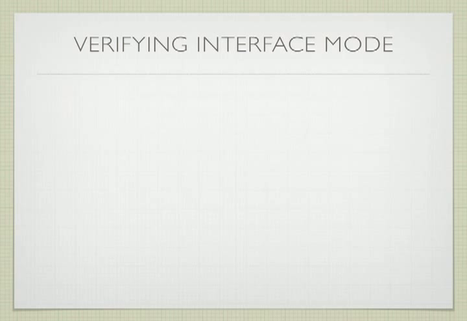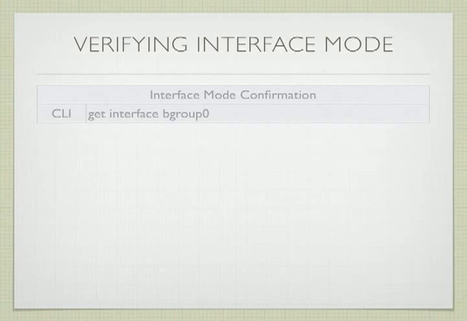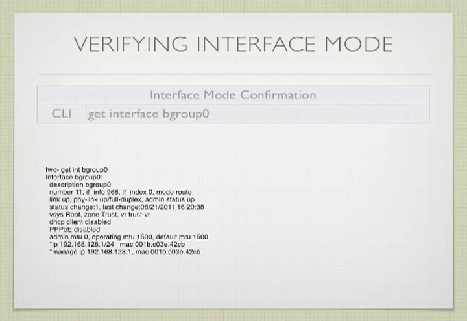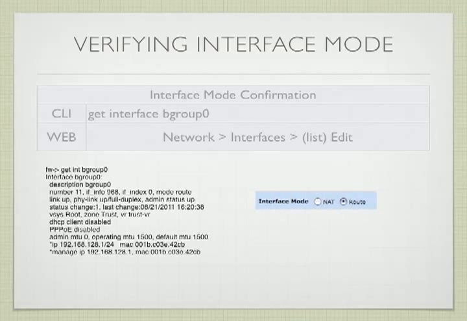In order to see what the current configuration is, you will get the interface that you want to see: get interface bgroup0, and then that will list the mode as either NAT or route. You can see the mode route here in this return. And on the web, under Network, Interfaces, it gives you that radio button.